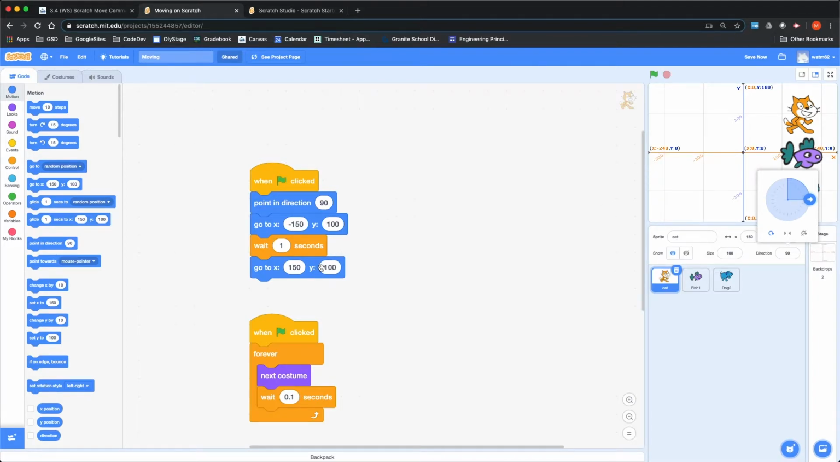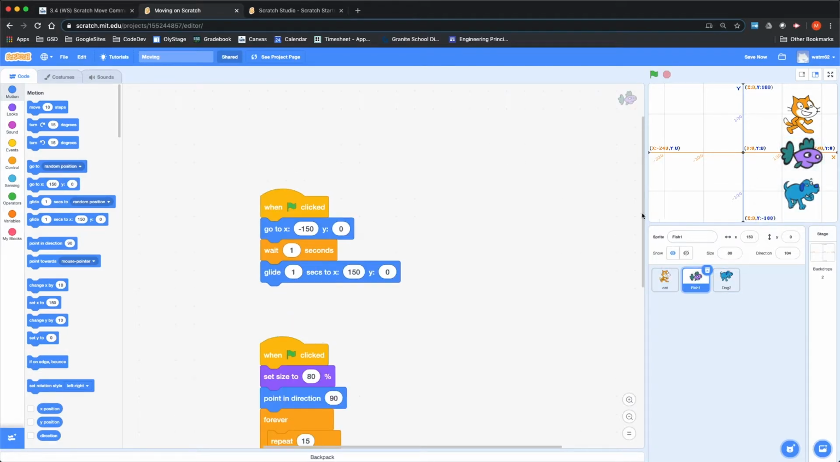teleports, immediately goes to the new location. The fish has a little bit different command structure. When the green flag is clicked, it goes to minus 150, 0. That would be right there. It also waits 1 second, but it is using a glide command. It is going to take 1 second to go to the location on the right. Let's click that. It waits 1 second, and then it takes another second to get over there. So the glide command moves slowly from wherever it was to wherever the target is.